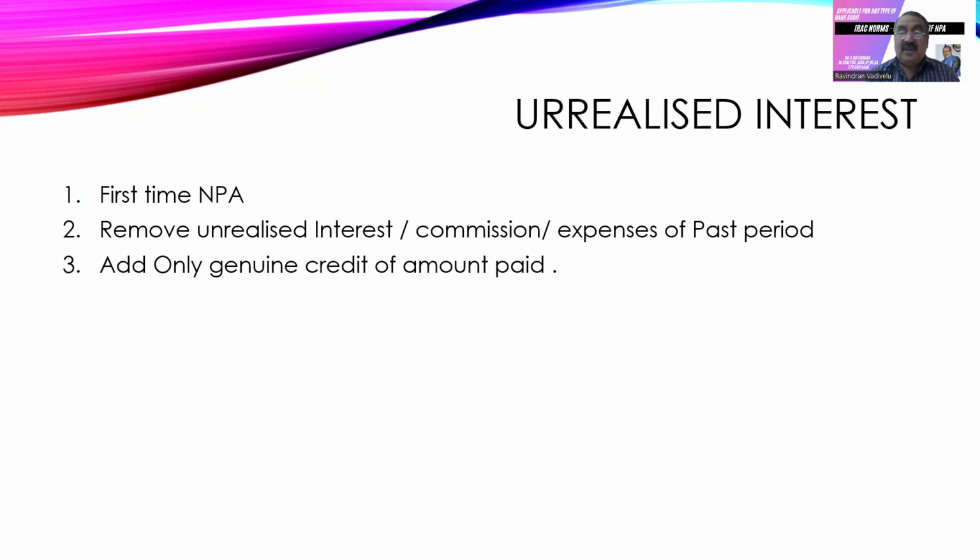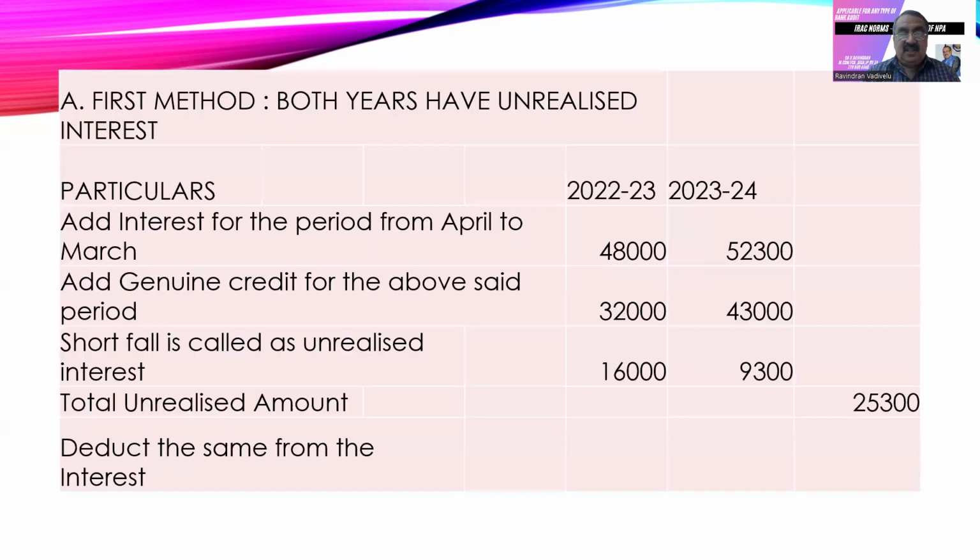So you have to remove the unrealized interest for the NPA loan when you fix the account as NPA for the first time. For earlier year NPAs, you need not do this exercise. For the first time NPA, you have to remove the unrealized interest, commission, expenses for the past period. Past period means, according to me, from the sanction letter. They never say that for the last 2 years. They say past period. So this is what they have said in the circular. And you have to take only the genuine credit. All these 3 points you have to remember.